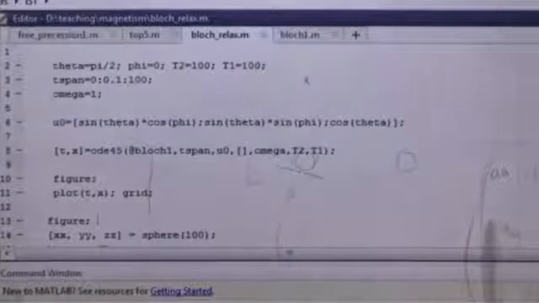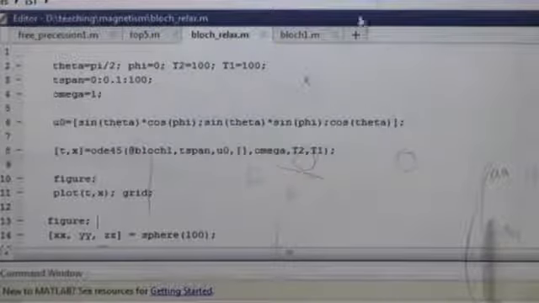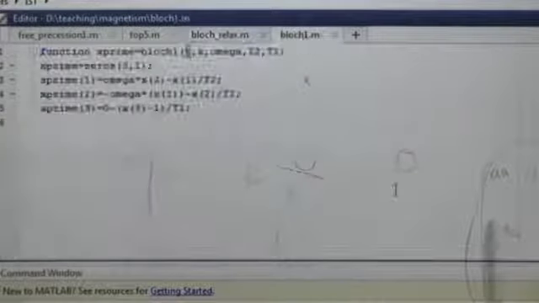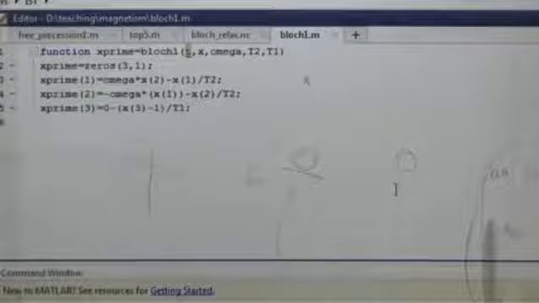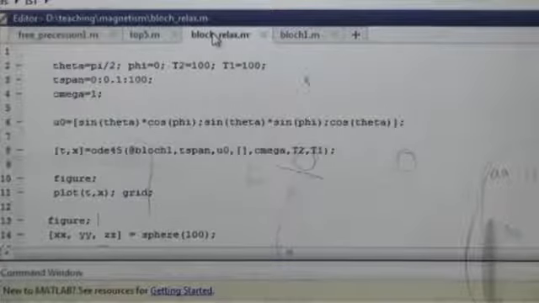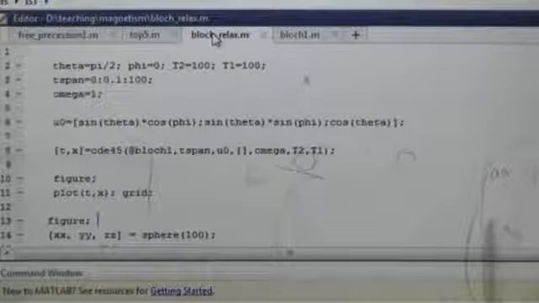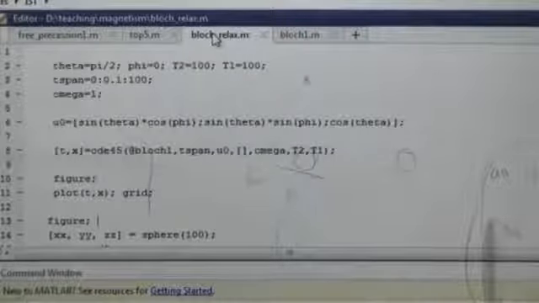This is my solver. The Bloch equation is defined here in a different function file. This is simply the Bloch equation with the T1 and the T2 terms added. So I've defined a function for this. Then I have a solver, MATLAB's famous ODE45 solver, and I plot the trajectory of the magnetization with respect to time. This is one thing that I do.